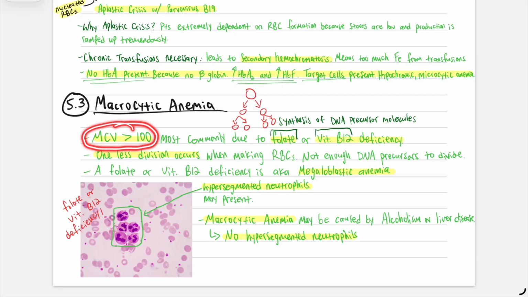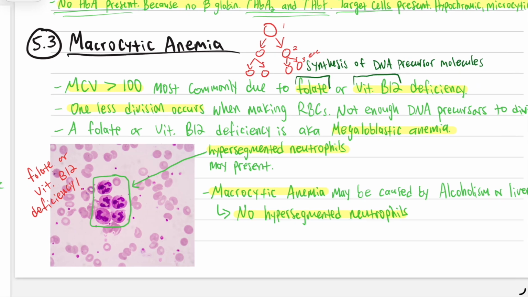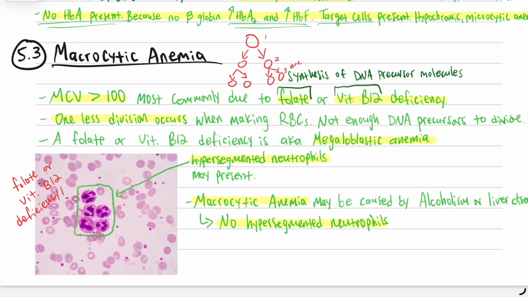We're thinking macrocytic anemia. So if you recall from our previous anemia videos, the red blood cells undergo multiple divisions until they reach maturity. So if this was the beginning, the precursor of a red blood cell, it would split into two red blood cells, and then those two would further split, and so on and so forth, until they reach full maturity. In the case of a macrocytic anemia, where the MCV is above 100, the red blood cells are a little larger than normal.